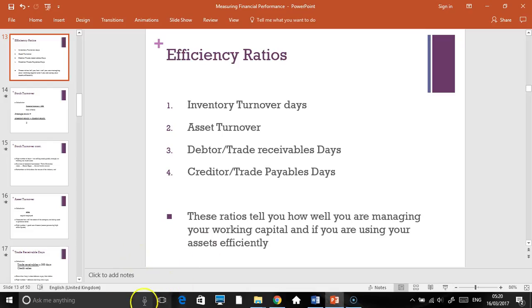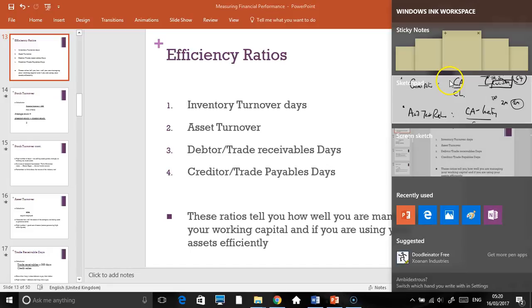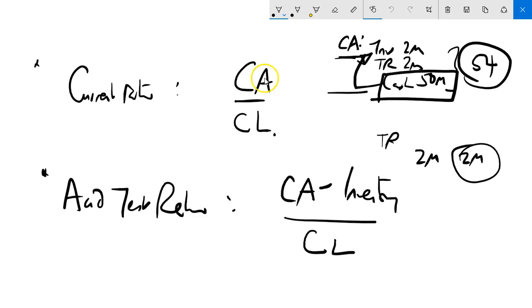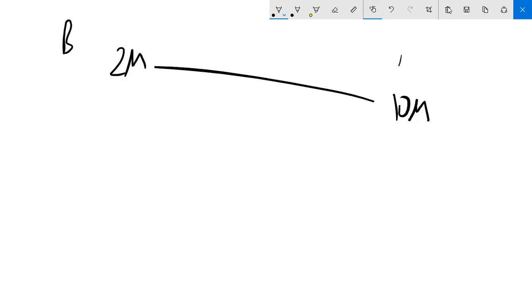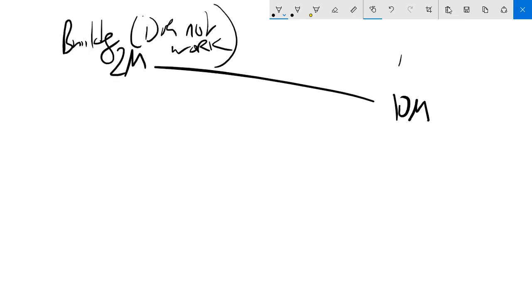All right, so let's focus here on this idea of working capital very quickly. The key point again is that when you invested, for example, 10 million into a business and you used 2 million to buy a building, the building itself does not work. It just sits there. It's an asset of yours. When I say it doesn't work, it doesn't change. It stays as it is.